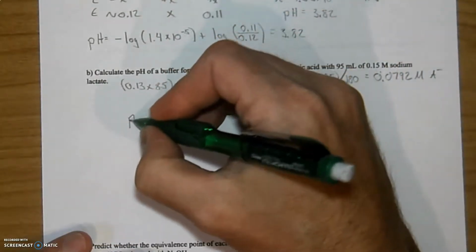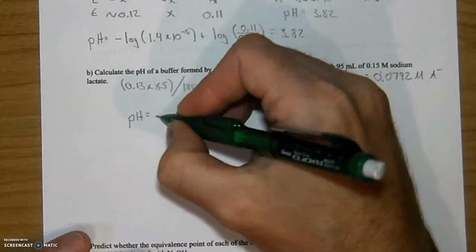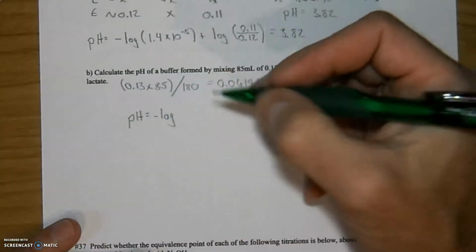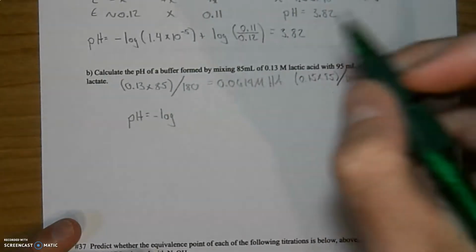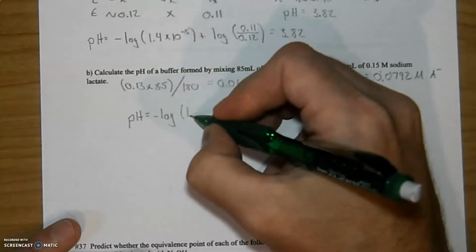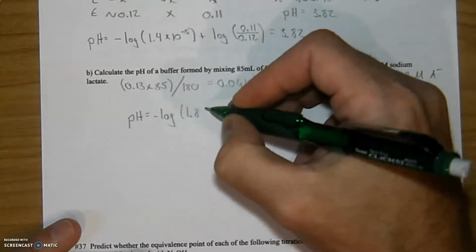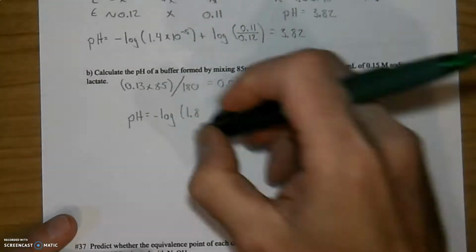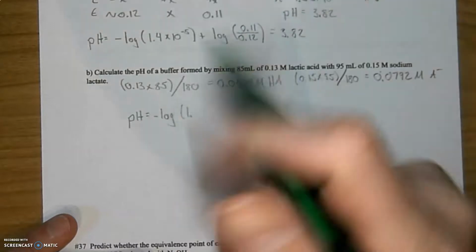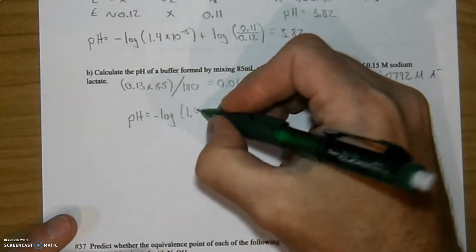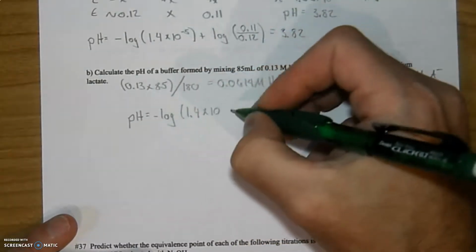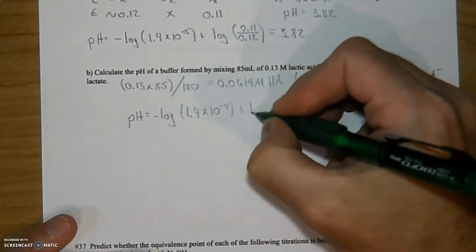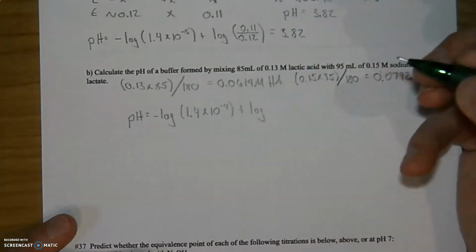So pH is equal to negative log of the Ka value, and I'll take a look for acetic acid. We've done this a few times already. 1.8, or excuse me, 1.4. What's lactic acid? Excuse me, I said acetic acid. Lactic acid. I was like, hold on a second, that number is not familiar. 1.4 times 10 to the -4. Plus the log of the base over the acid.